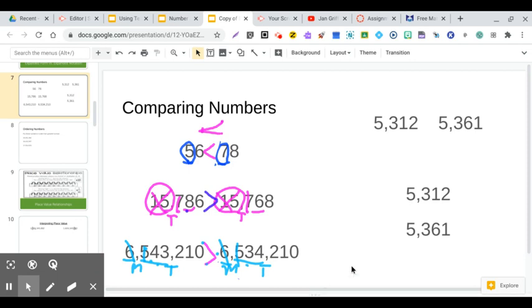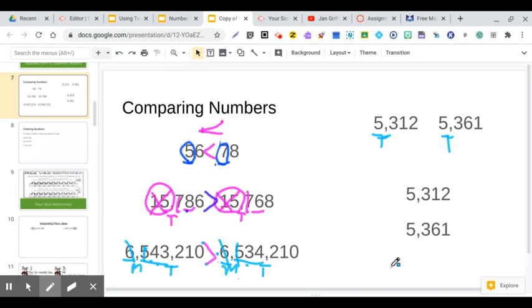All right, in this example, we're going to compare 5,312 to 5,361. Again, I'm going to label my comma with a T for thousands, and I'm going to look in front of that, and they're both 5s. So I can cross them out, okay, and go on like I did over here on the other side of the screen.